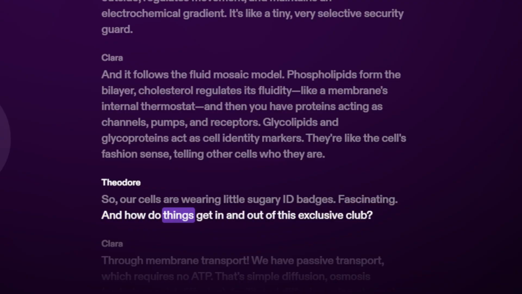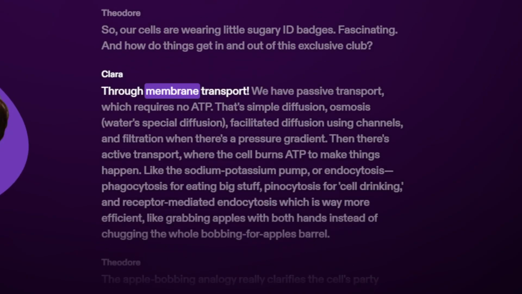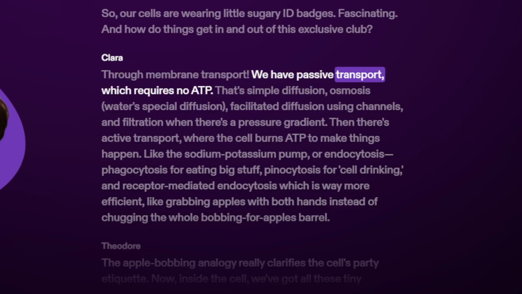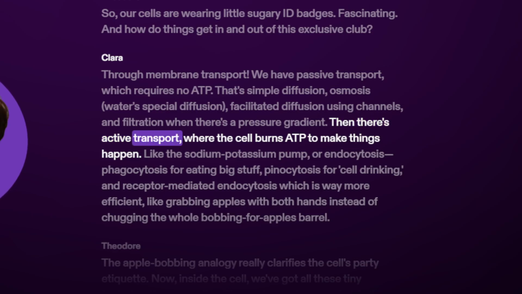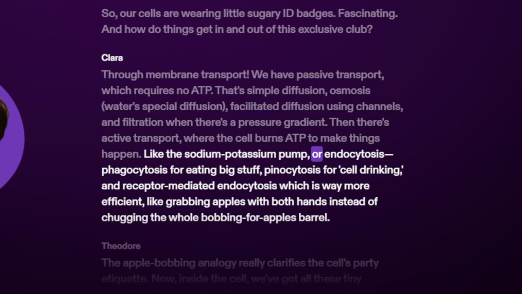Fascinating. And how do things get in and out of this exclusive club? Through membrane transport. We have passive transport, which requires no ATP. That's simple diffusion, osmosis, water's special diffusion, facilitated diffusion using channels, and filtration when there's a pressure gradient. Then there's active transport, where the cell burns ATP to make things happen, like the sodium-potassium pump or endocytosis, phagocytosis for eating big stuff, pinocytosis for cell drinking, and receptor-mediated endocytosis, which is way more efficient, like grabbing apples with both hands instead of chugging the whole bobbing for apples barrel.